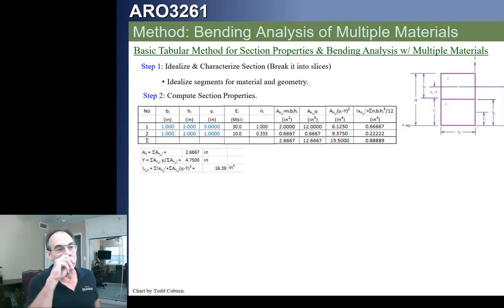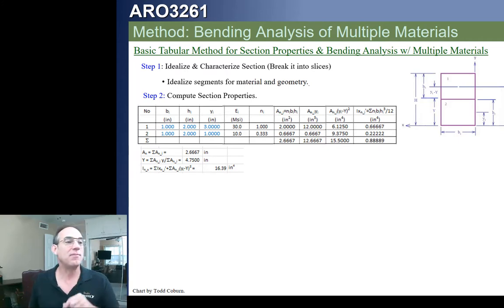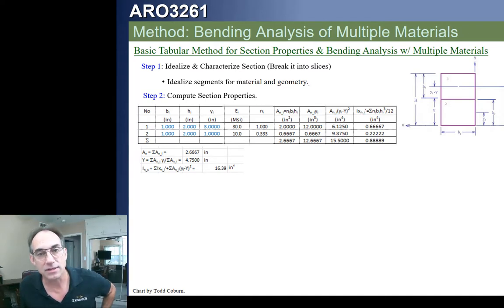Now, we have to be careful. When we calculate our 1/12 BH cubes, we're taking the n times the 1/12 BH cubed of each and every element. Then we sum up that column. We sum up these last two columns and add those together in order to get our total moment of inertia of the section. You'll notice now we have the inertia of the section, we have the moment of inertia of the section, and we have the y bar of the section. That's the real y bar.